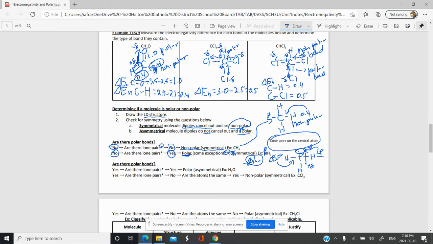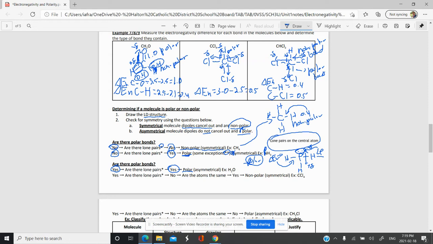You could also ask the next question, are there polar bonds? So let's say you ask that question and you say yes. It doesn't necessarily mean that your molecule is polar, so you have to ask a couple more questions. Are there lone pairs on the central atom? Well, if you say yes to both of those questions, then your molecule is polar because it's asymmetrical. And again, there's exceptions to that.